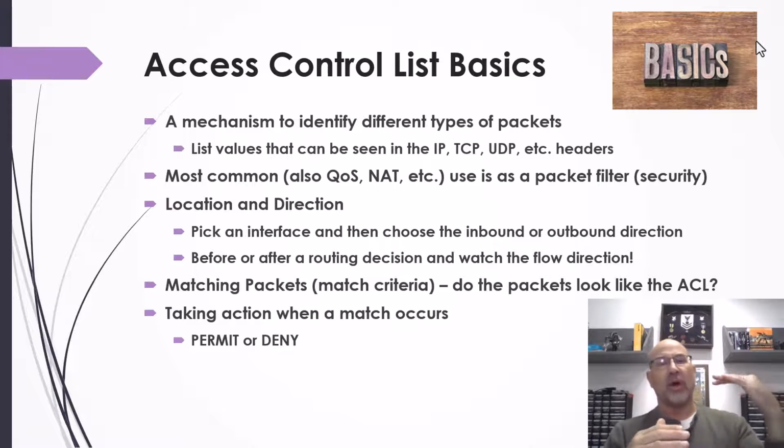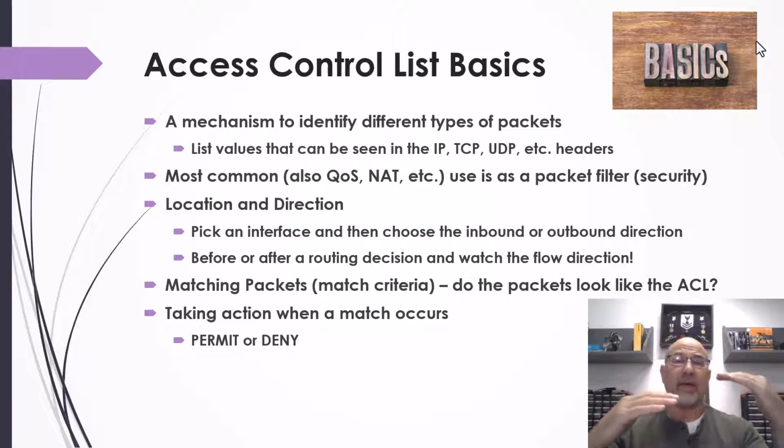So what you say is, all right, if I'm interested in the source IP address, what's the source IP address of this packet? What's the source IP address in the rule? And do they match? This is sometimes called the match criteria. And this can be just a particular value, or you can apply that value with a mask to get a broader range of packets. So the question is, do the packets look like any of the rules in the access control list?